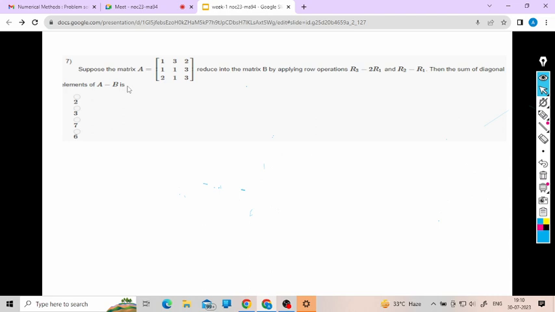So the next question is, find the upper triangular matrix U in the LU decomposition by the Doolittle method of the matrix you have been given: 4, 3, 1, 2. Okay, a 2 cross 2 matrix you have been given. So you have to use the Doolittle method in the LU decomposition and find the value of matrix U.